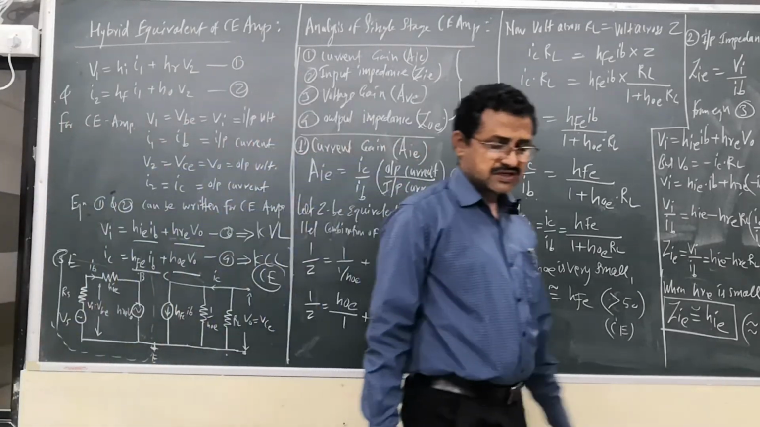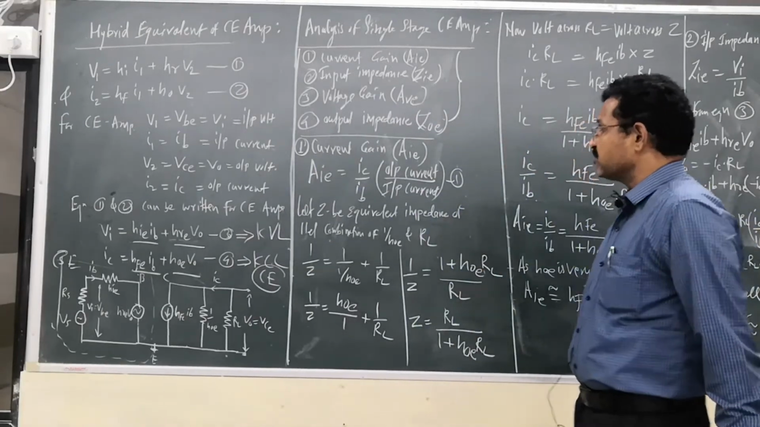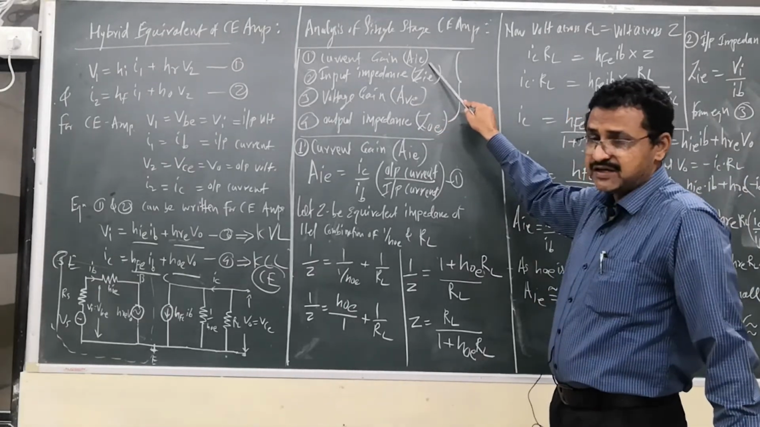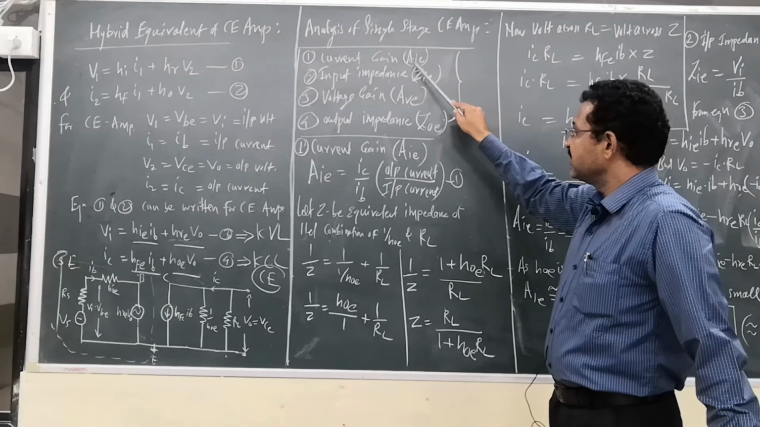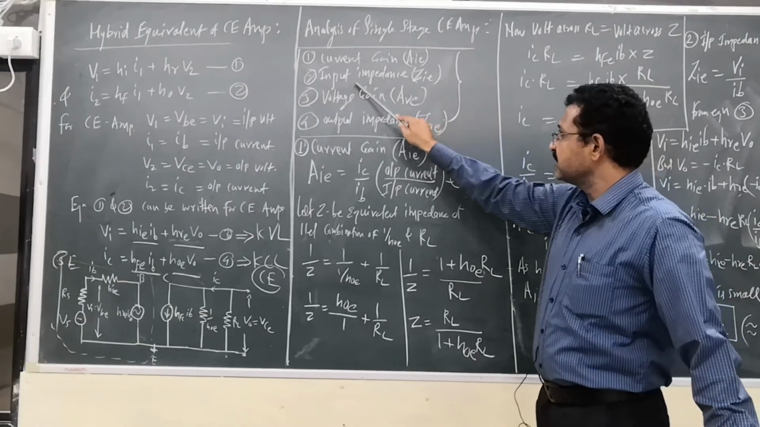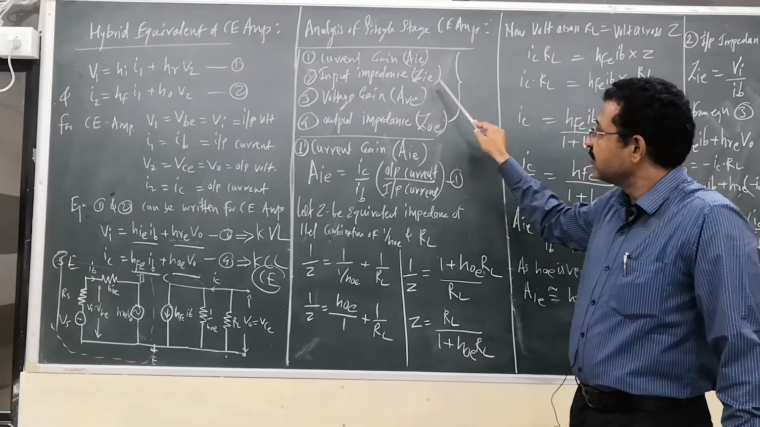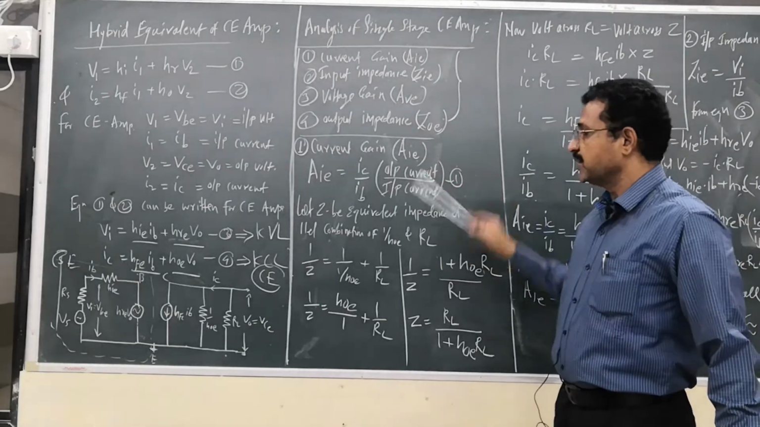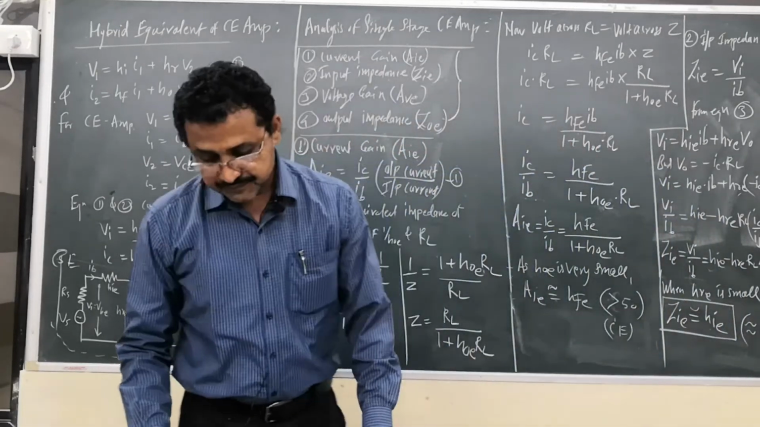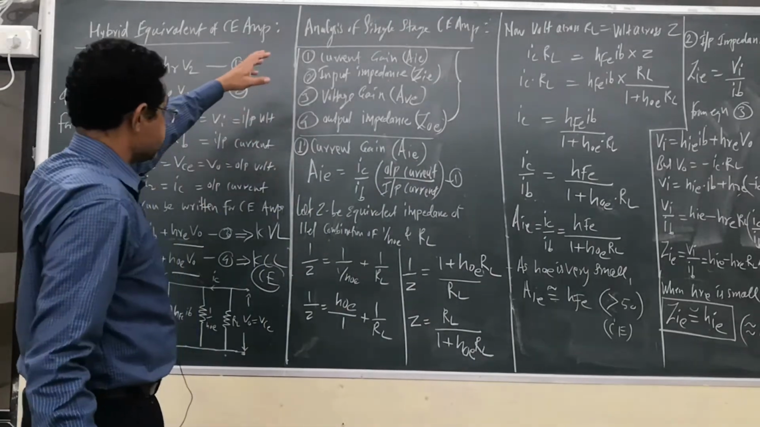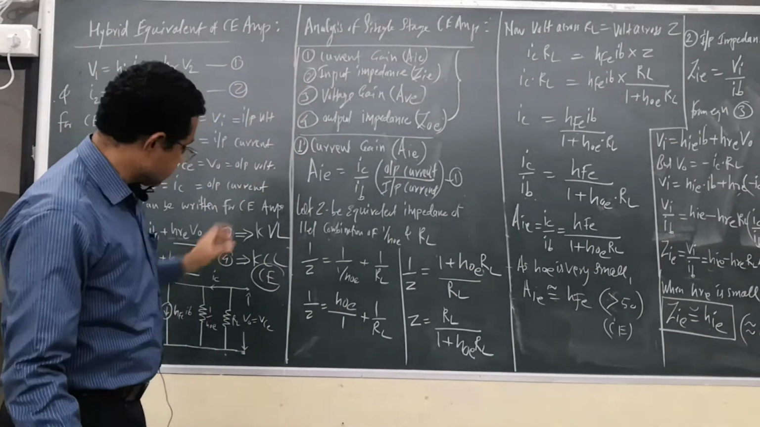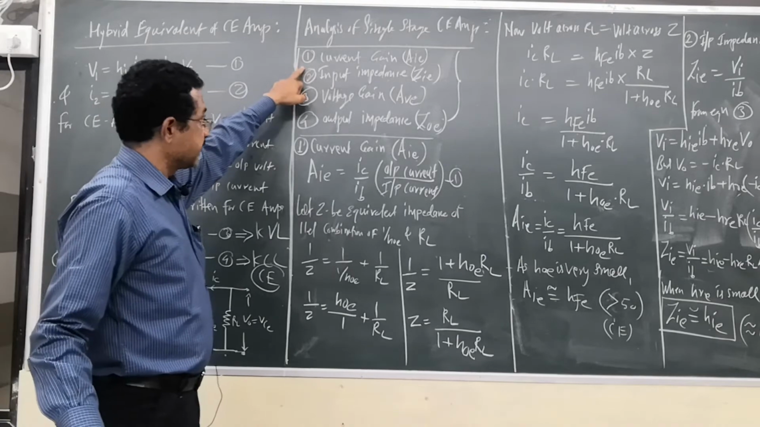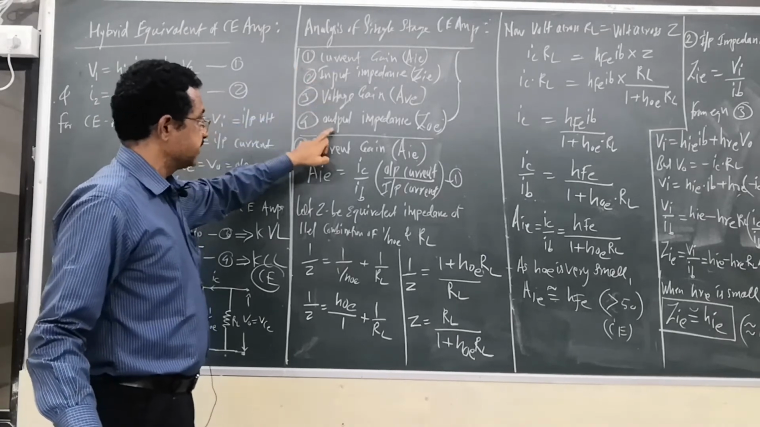In the analysis of a single stage CE amplifier, what factors do we have to find out? We have to find four factors. The first is the current gain, indicated by AIE. Second is the input impedance, indicated by ZIE. Third is the voltage gain AVE, and then the output impedance ZOE. So we have to find these four parameters. First we draw the hybrid equivalent model, and then find the current gain, input impedance, voltage gain and output impedance.